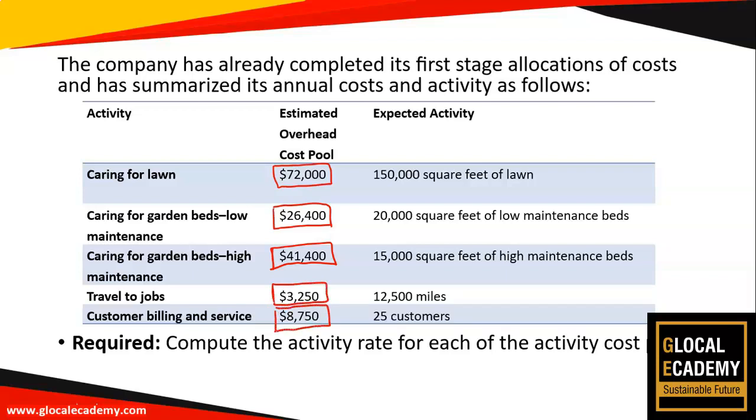So the company has already performed the first stage allocations. The company has apportioned the overhead cost to the cost pools, and now what you're required to calculate is the activity rates. So we don't need to do the second stage. We only are required to calculate the activity rate.